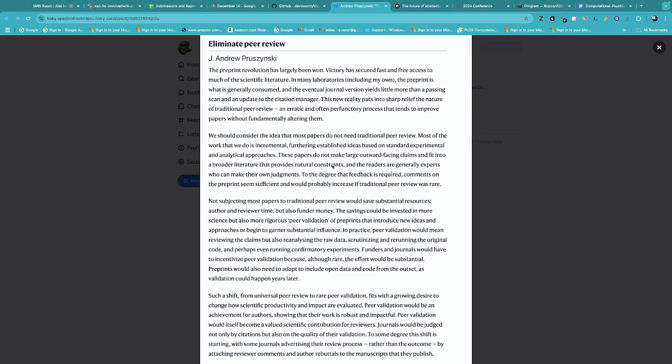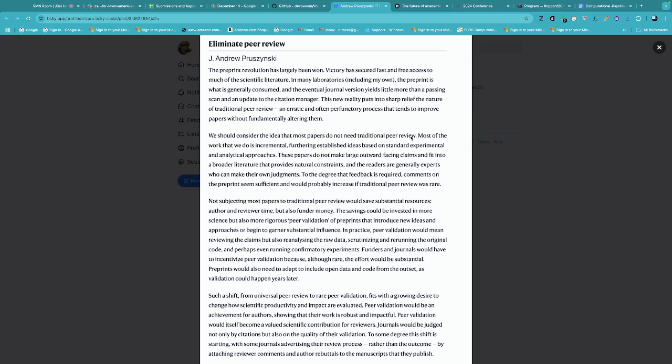Okay, so we should consider the idea that most papers do not need traditional peer review. And in fact, if you go back through the history of science, maybe 100 years ago or maybe 200 years ago, peer review was not what it is today. It wasn't really viewed as a check on quality so much as a set of interactions.